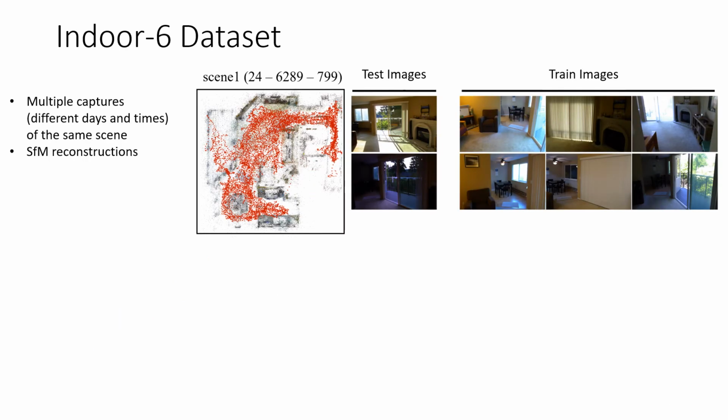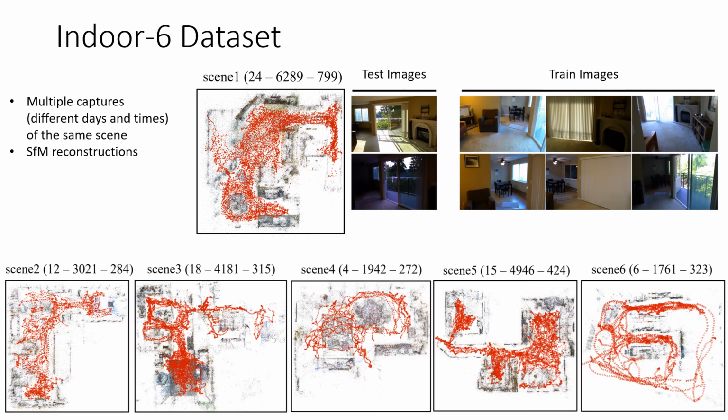To show the effectiveness of our method on learning large variability of scene appearance, we present the Indoor 6 dataset comprising multiple captures of the same scene at different days and at different times of the day, as shown in this example. Each scene represents an indoor environment ranging from apartment to house size, for which we can obtain a full structure from motion point cloud.